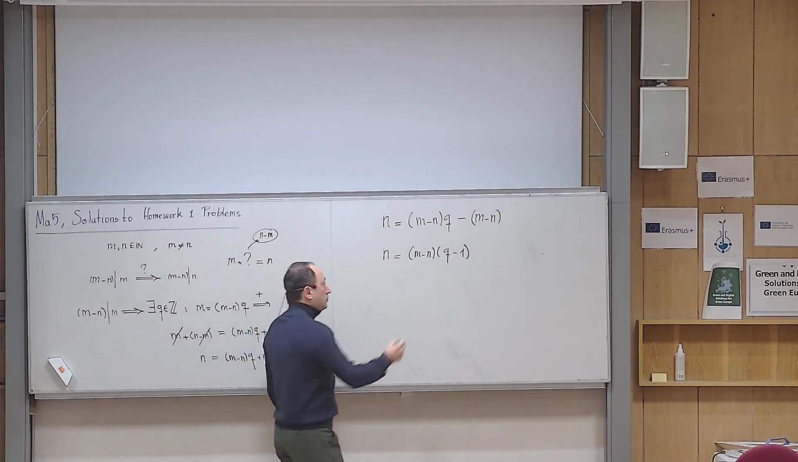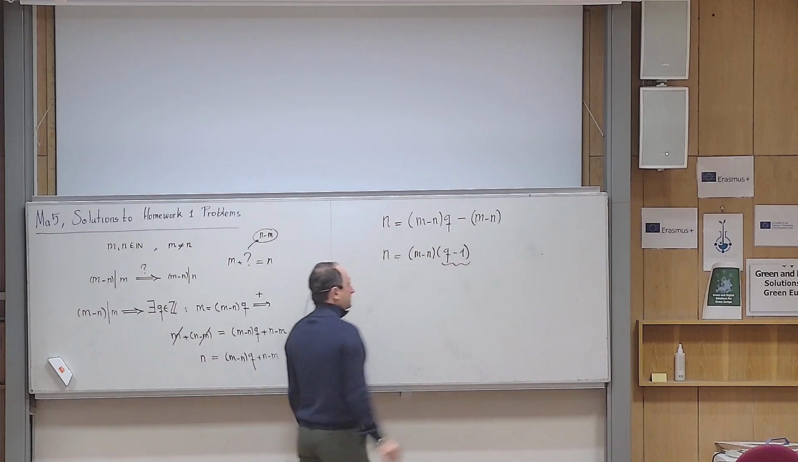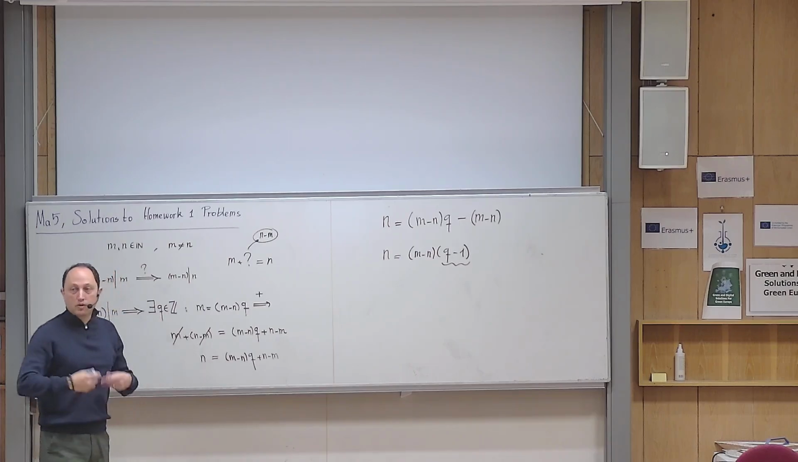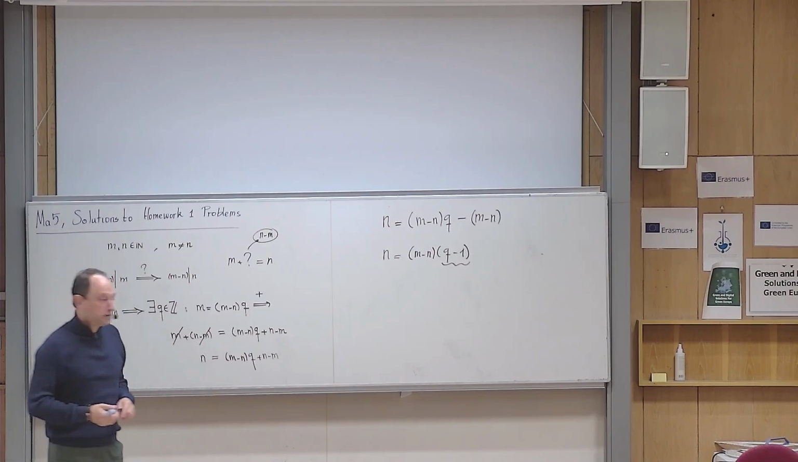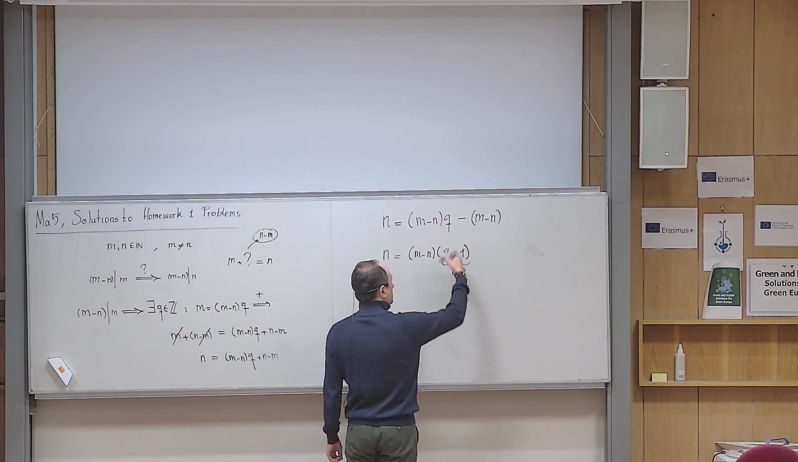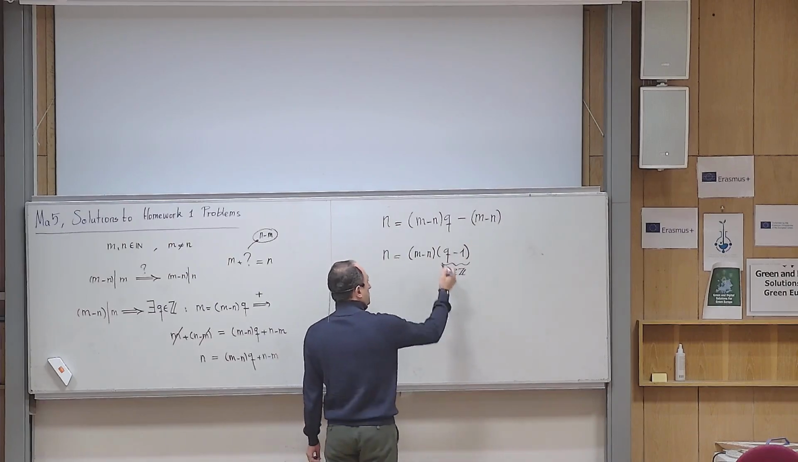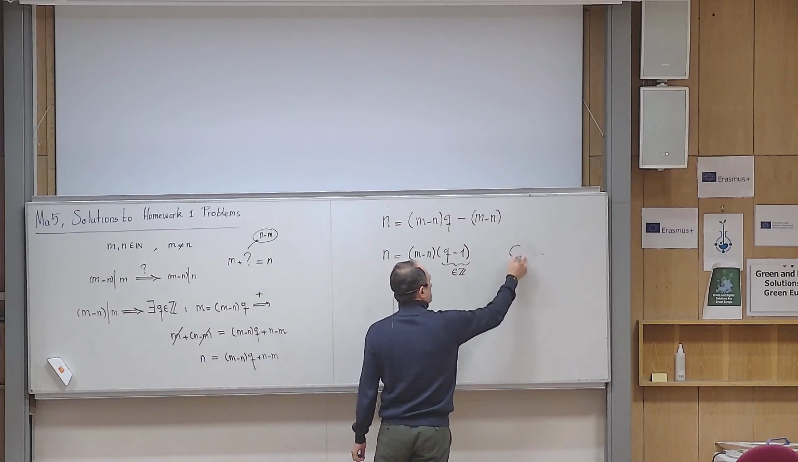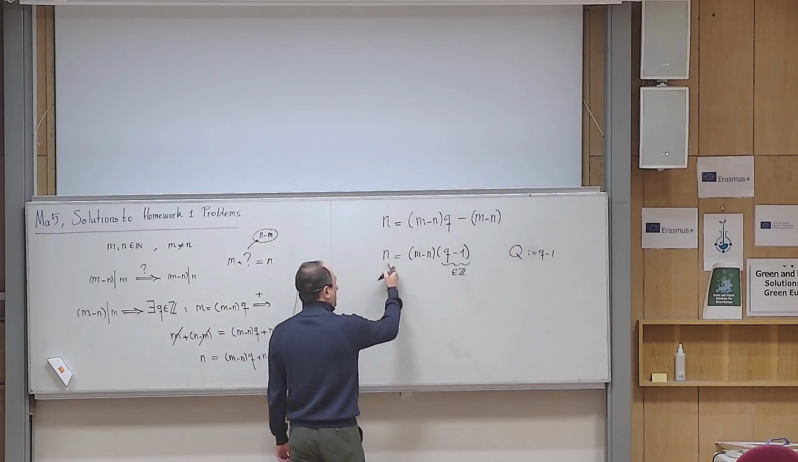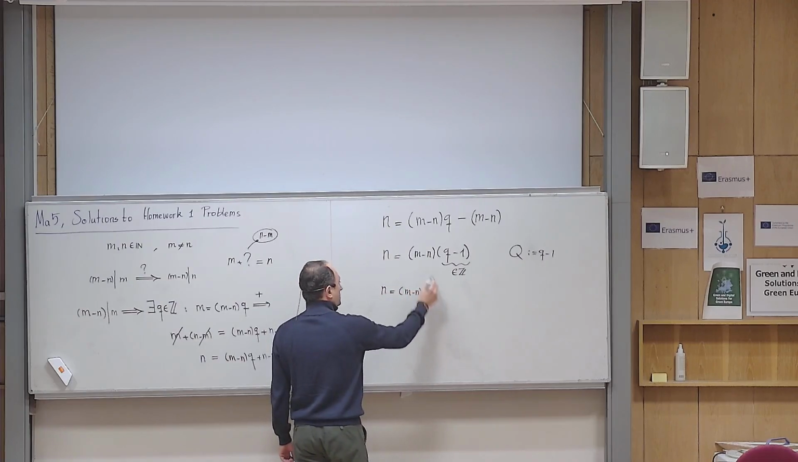Okay, but now what type of number is this? Q was an integer. So Q minus 1 is also guaranteed to be an integer. So this is definitely an integer. If it is an integer, I can give it a name. So if you don't mind, let me call it capital Q. So then what happens? n becomes m minus n times capital Q.